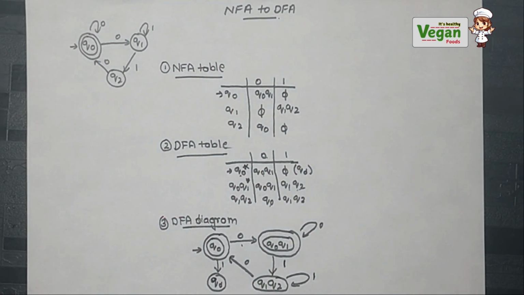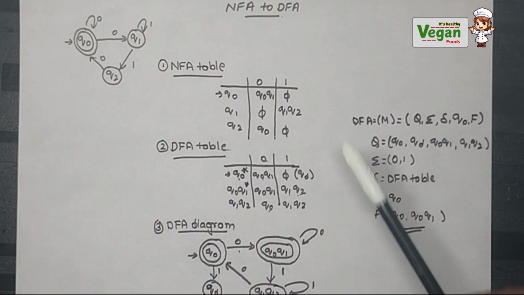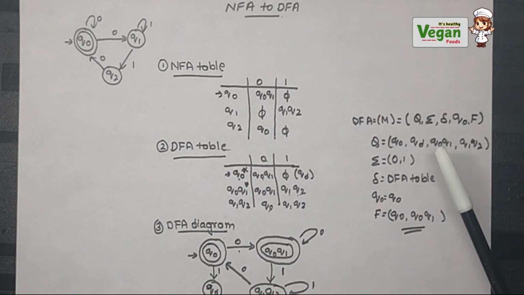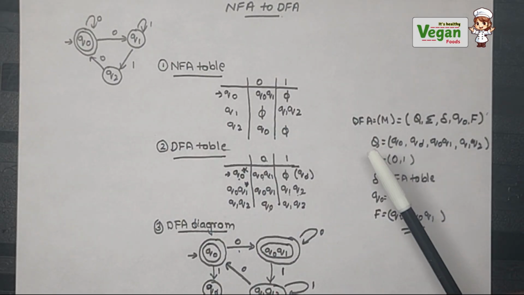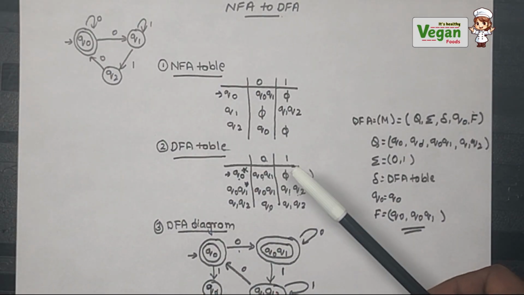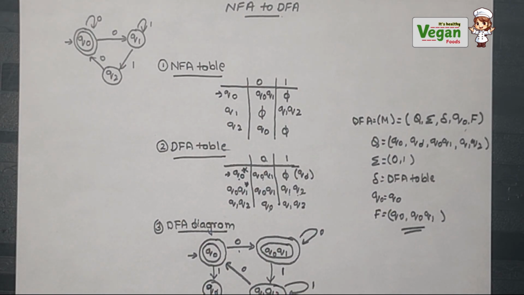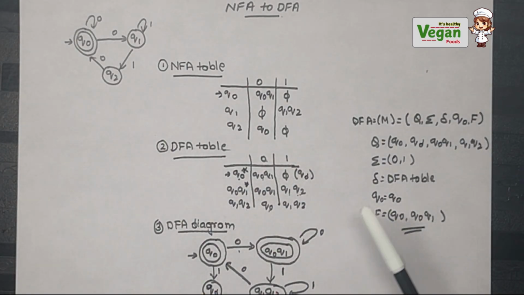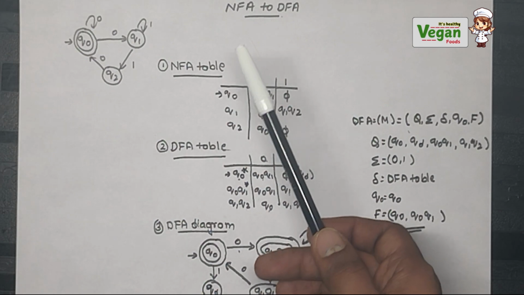If you want to write them in the standard form, this is the standard representation of the DFA. That is M = (Q, Σ, δ, Q0, F); you can represent it using any alphabet. Q represents all the states which I have used in the DFA diagram: Q0, Q0 Q1, and Qd. Qd represents the phi, that is null value, and Q1 Q2 is also used. Sigma represents the input symbols which we have used, that is 0 and 1. Delta will be equal to the DFA table. So the DFA construction table is the delta value. Q0 represents the initial state. F represents the final states, that is Q0 and Q0 Q1. So this is the representation of the DFA, and now we have converted the NFA to the DFA.